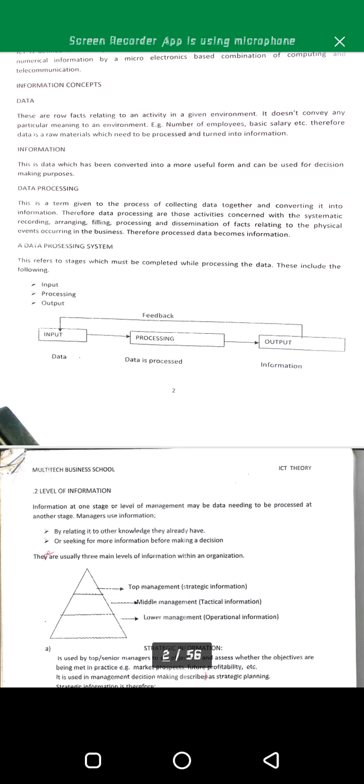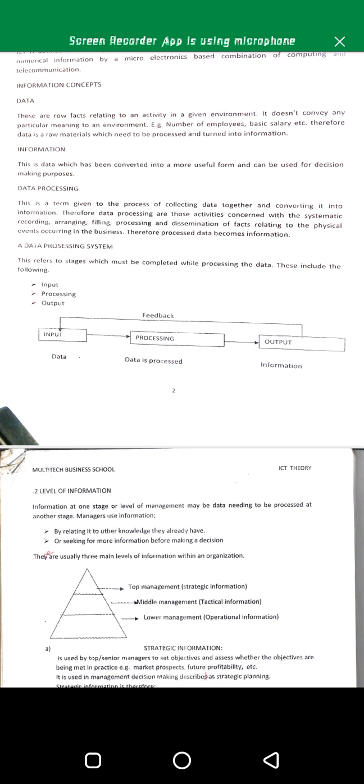Then let's talk about data processing. So what is data processing? This is a term given to the process of collecting data together and converting it into information. So that whole process of getting data, collecting it together, and then converting it into more useful information is what we call data processing.